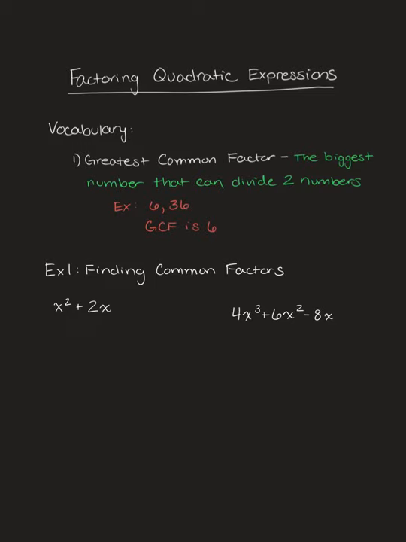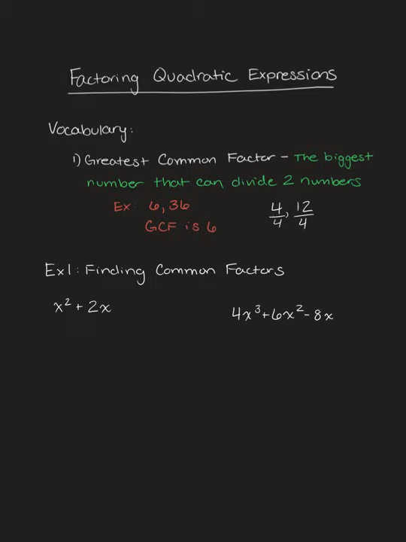6 divided by 6 is 1, and then 36 divided by 6 is 6, okay? Now, you would think, well, 36 is the largest number, but you cannot divide 6 by 36. Another example is 4 and 12. The greatest common factor there is going to be 4, because 4 will divide into 4 evenly, and 4 will divide into 12 evenly. So that's what a greatest common factor is.